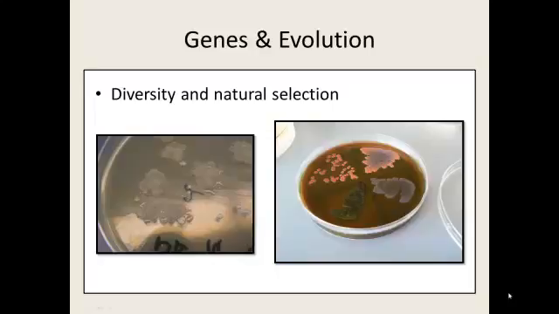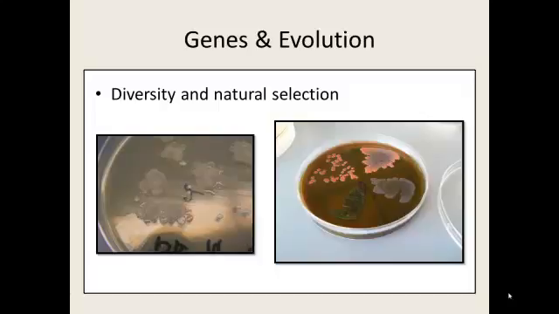Now for the last topic, genes and evolution. I've mentioned this before, but repetition is a good thing. It helps you remember. Diversity in bacterial populations is a direct result of mutation. You can't get new genes without mutation. Now you can move them around within the bacterial population through transformation, conjugation, and transduction, but to come up with brand new genes, it's got to come from mutation.